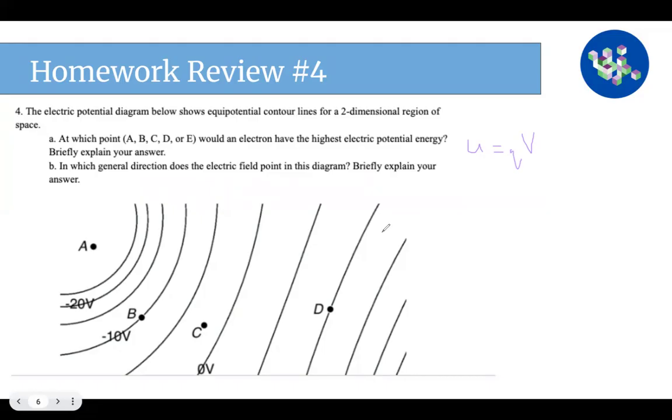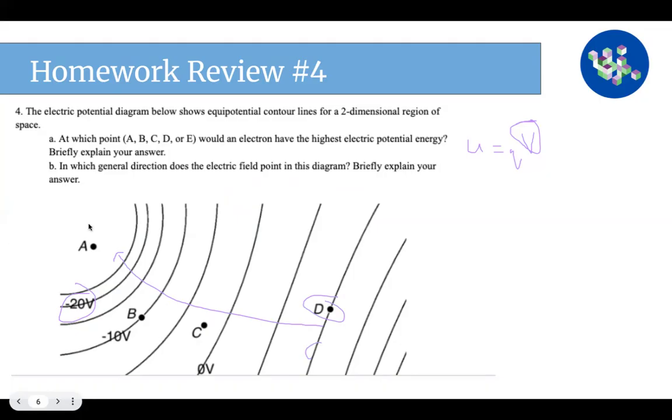Right, U equals QV, meaning that if you have a higher V, then it's a higher potential energy. And it does seem like the electric potential is increasing this way, so the electric field would be in this direction. So I just want to find the point with the maximum V. That would be at point D because it has the most positive potential, right? You might think this place is where you have the highest potential energy, but that's the most negative potential energy. Here at point D it will be positive.